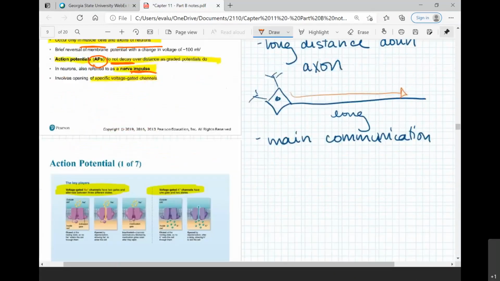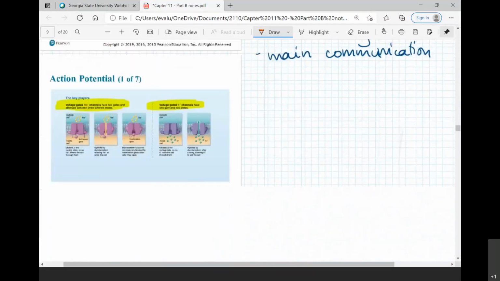So here's my lovely little neuron, and it is long because these axons can be long. The longest axon is going to be from the base of your spinal cord all the way down to the tips of your toes. So an axon can actually be up to about 3 feet long. The longest ones are going to be in your leg. So that communication has to travel a pretty long way. So that is a long distance on an axon.